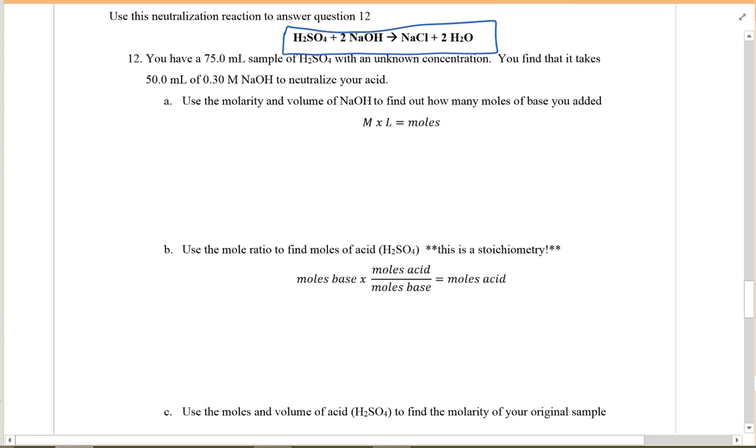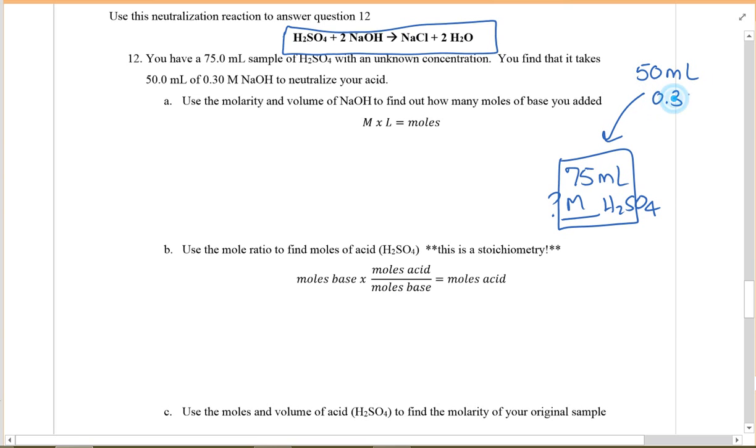Okay, so if we look at what we're given here, we have a 75 mL sample of sulfuric acid and we don't know the molarity of it, so we've got unknown molarity. What we do know is that it takes 50 milliliters of 0.3 molar sodium hydroxide, that's my base, to neutralize this sample. So we're going to use this information that we collected in a lab to determine the concentration of the sulfuric acid in my original container.